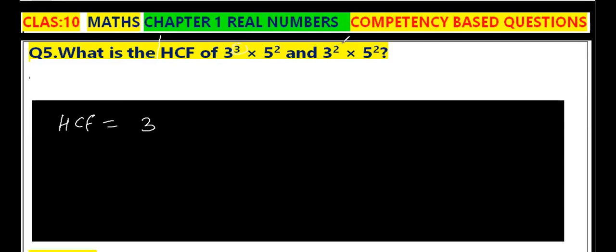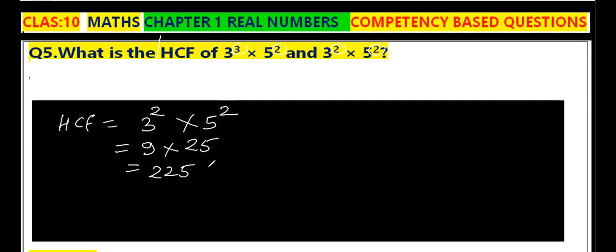3 power 3 and 3 power 2. What is the lowest? 3 power 2. Now we take the base 5. What is the lowest power? 5 power 2 and 5 power 2. So the lowest is 5 power 2. So that is 3 into 3, 9, into 5 square, 25. 25 into 9 is 225, which means 225 is the answer.